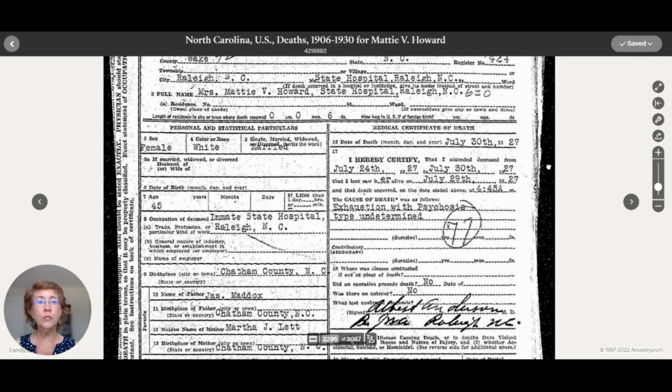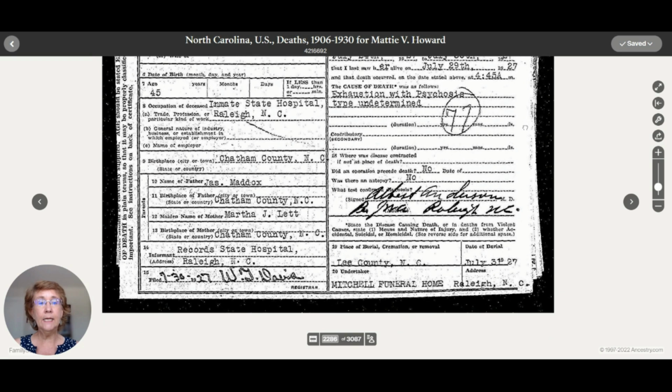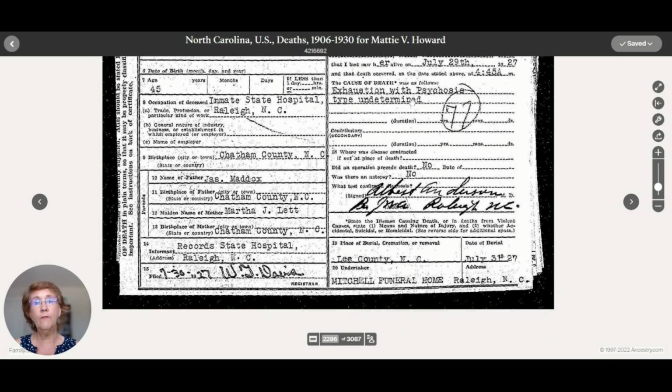Other things that I would put onto my research plan: because I know when she died, and if I did not know, if this were handwritten and I couldn't read it, I would investigate ICD codes for her. Because she's buried in Lee County, I would look for a burial site there. I would perhaps pursue funeral home records in Raleigh to see if I needed more information. If I couldn't find where she was buried, I might pursue the funeral home records there. So those are the things that I would put on my research plan that I pulled out of this death certificate to take forward in my research.